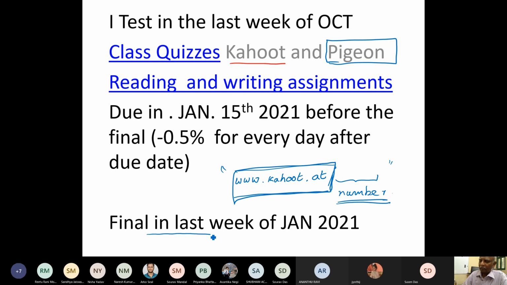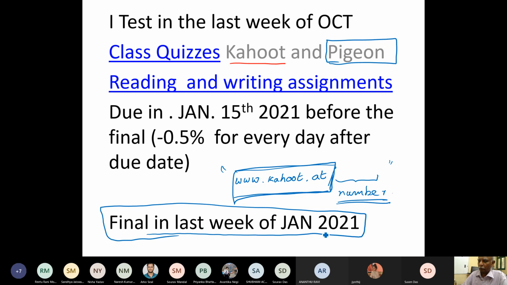Our semester is delayed by almost 2 months. We should have started out in August. We are starting in October. So we end in January 2021.